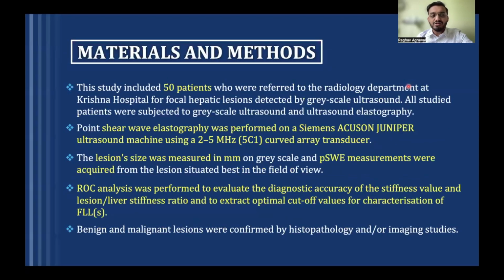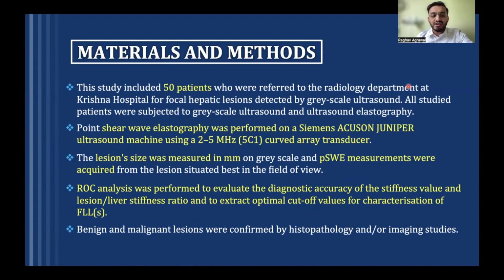The materials and methods used. This study included 50 patients who were referred to the radiology department at Krishna Hospital for focal hepatic lesions detected by grayscale ultrasound. All studied patients were subjected to grayscale ultrasound and ultrasound elastography.